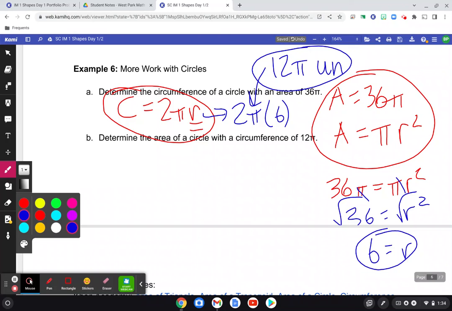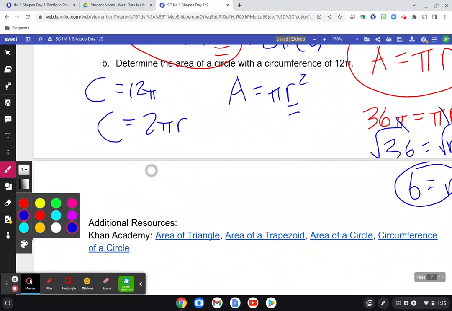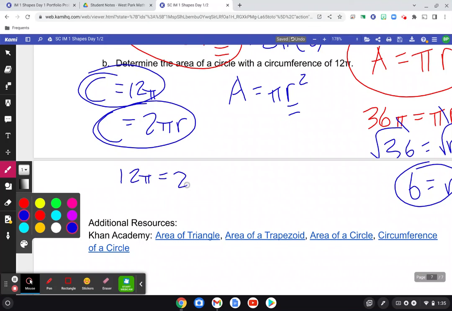Now B, we're going the other direction. Determine the area of a circle with a circumference of 12 pi. Now the circumference is 12 pi, but we also know that circumference is 2 pi r. What we want is the area, and the area is pi r squared. Now once again, the important point here that we don't have is the radius. So we're going to use what we do know to determine the radius. We know the circumference is 12 pi, and we know the circumference is also equal to 2 pi r. So we can set 12 pi equal to 2 pi r.